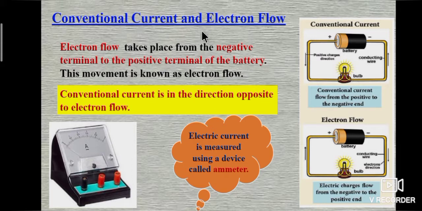Next, conventional current and electron flow. Electron flow takes place from the negative terminal to the positive terminal of the battery. That is actual current. This movement is known as electron flow. Conventional current is in the direction opposite to electron flow, that is, positive to negative terminal. Electric current is measured using a device called ammeter.